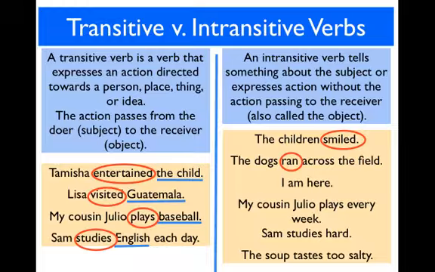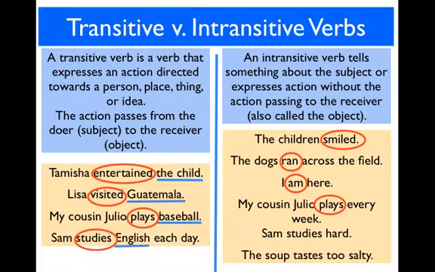Next, the dogs ran across the field. Ran whom or ran what? Nothing. It doesn't tell me what was ran. It just tells me where the dogs ran, across the field, which is a prepositional phrase, by the way. But it doesn't have an object. So that's why it's an intransitive verb as well. Next, I am here. Am what or am whom? Doesn't tell me that either, so it's intransitive.